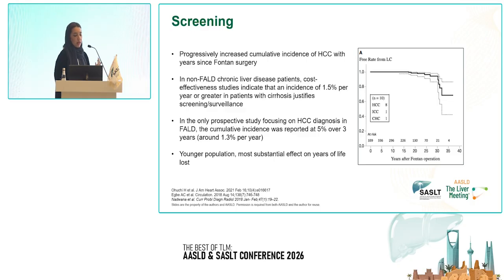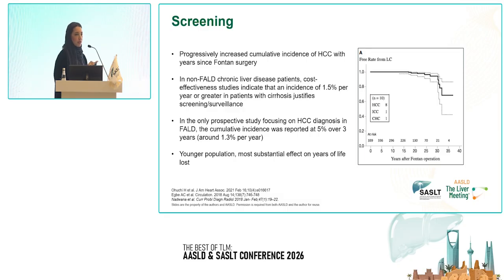We do know that with time, there's an increased cumulative incidence of HCC. We also know that from our cirrhosis patients, an incidence of 1.5% per year or greater justifies screening. There is one prospective study looking at HCC diagnosis in Fontan patients, and they report about a 1.3% per year cumulative incidence. So, close enough to the 1.5% mark.